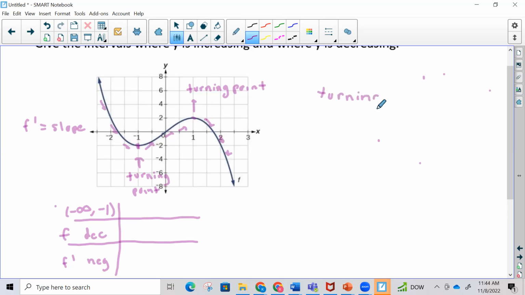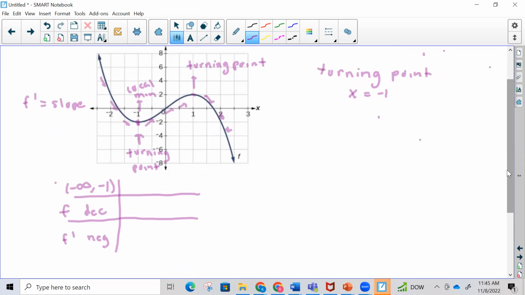Then at our turning point, which is at x equals -1, and this is also considered a local or a relative min, which means it's the lowest value in the area. So at this point, all the points to the left of it and all the points to the right of it are above it. So this is the lowest point. So after that minimum, my function starts increasing. So from this x value -1 until we get to this x value 1, f is increasing, which means the slope is positive. So my derivative would be positive.